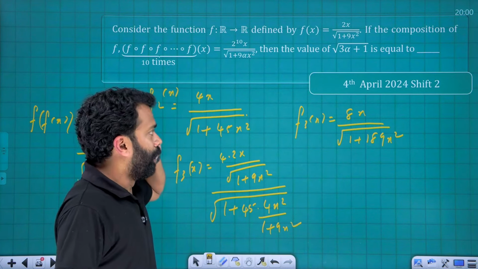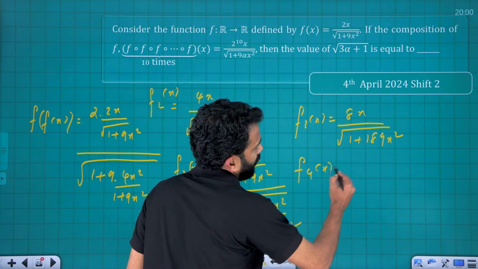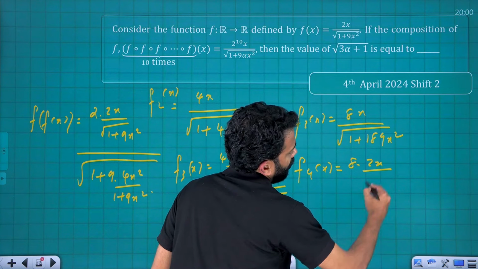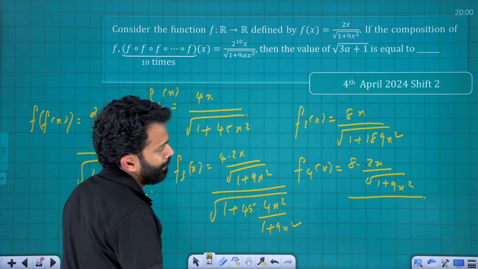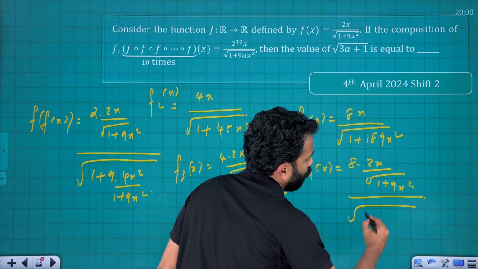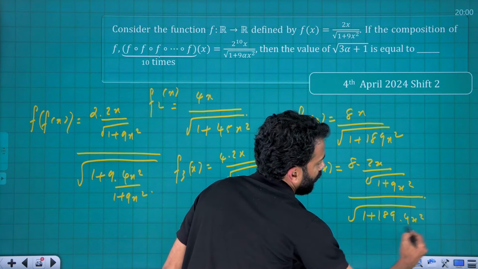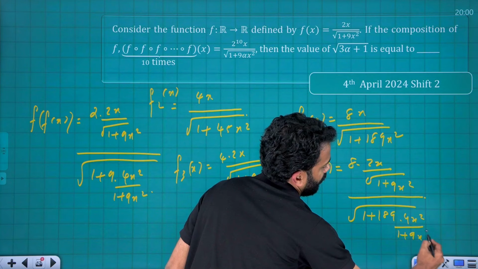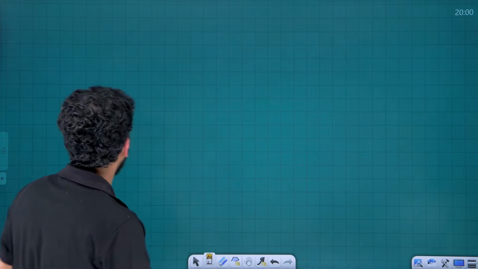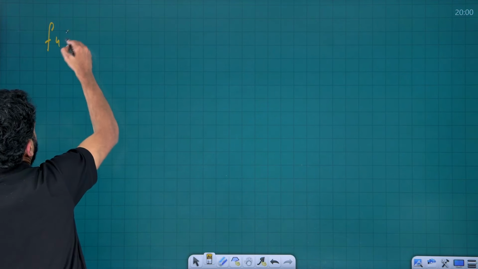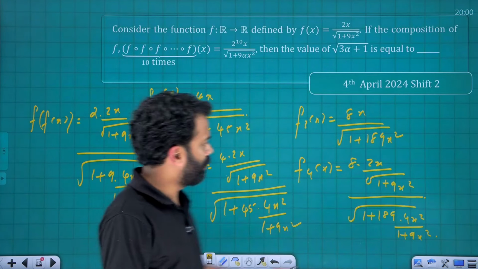Okay, f4 of x, that is 8 into 2x divided by root 1 plus 9x square, divided by root of 1 plus 189 into 4x square divided by 1 plus 9x square. So what is f4 of x? In the next slide, I think we can formulate it. That is, f4 of x is equal to 16x divided by, that will get cancelled. We need to formulate this one.